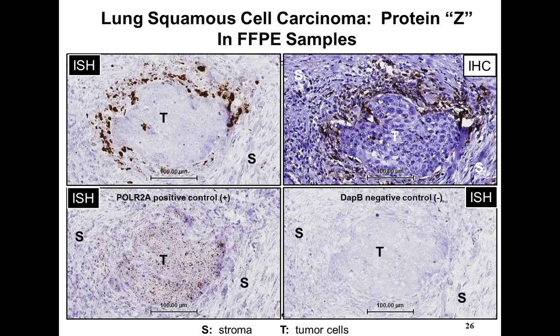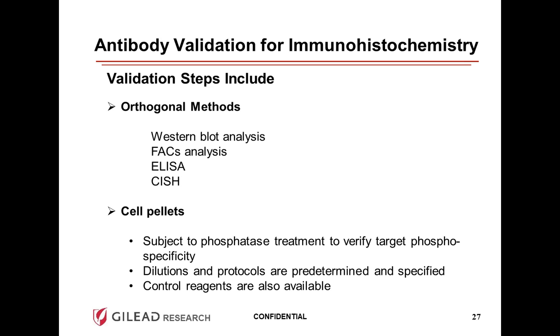This is what we normally saw with protein Z in the top right-hand panel, where you see the IHC. Protein Z was found in macrophages. Here we have tumor-associated macrophages surrounding this tumor island. On the left, we have the in situ hybridization confirming that these macrophages, or TAMs, are truly reservoirs of protein Z. Again, we have our positive control on the bottom left and our negative control on the bottom right.